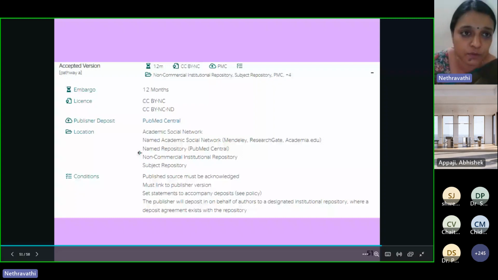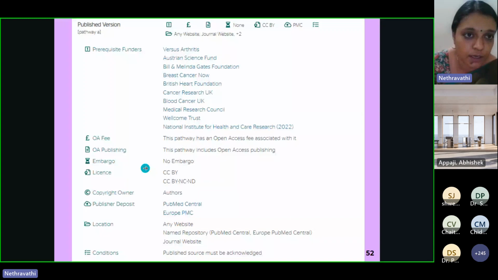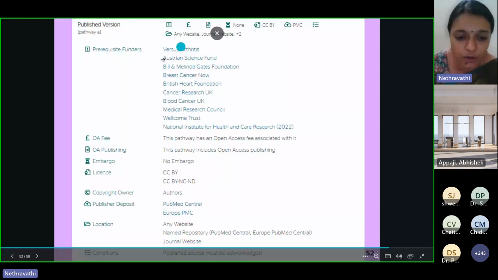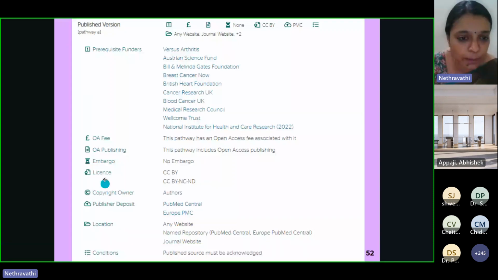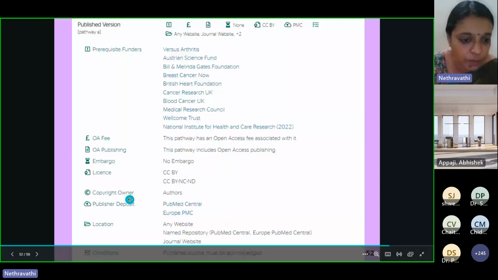And then the published version. Once it is published, you can see there are a lot of conditions and policies over here. It has open access, and there is no embargo once it is published. And who are the copyright owners? Authors are the copyright owners. And where can it be located? Any website.